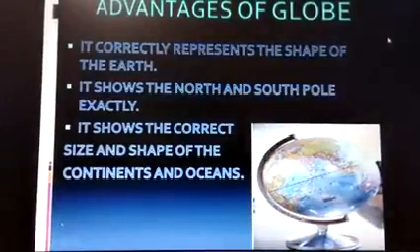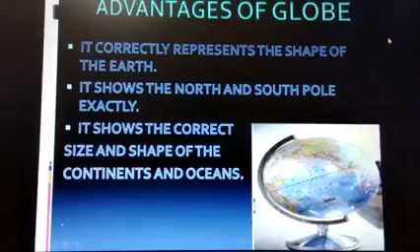There are also advantages of the globe. There are several advantages of the globe. This may come in your exam. What is the advantage of globe? You have to write only 1, 2 or 3 sentences.